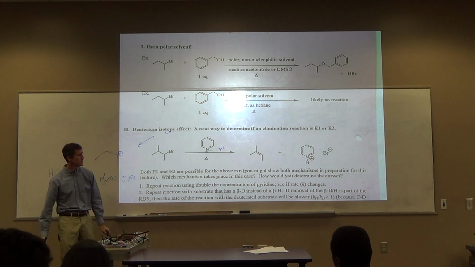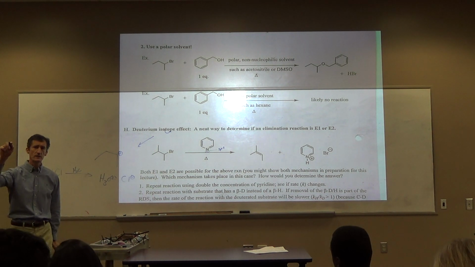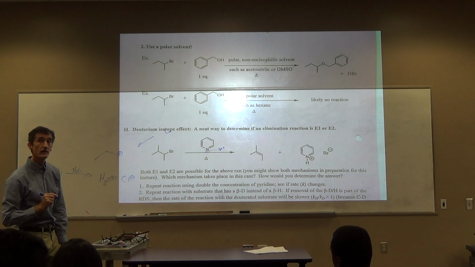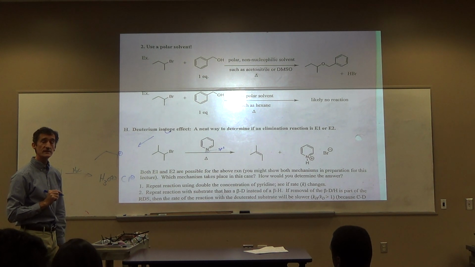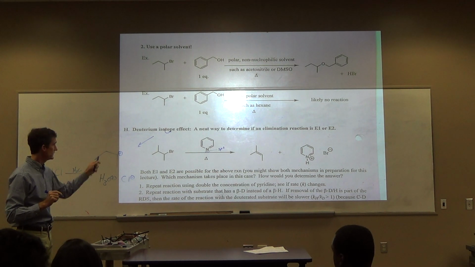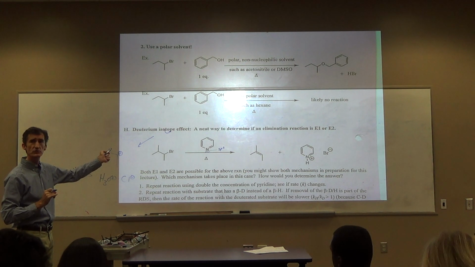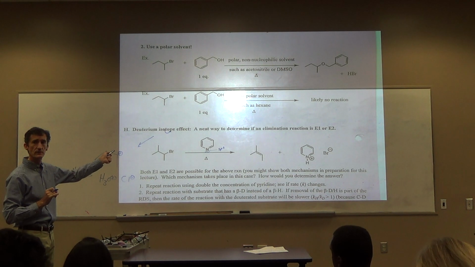What's the mechanism though? Why do you say E1? It's not strong enough. What does E2 require? A strong base. The question is pyridine, that's called pyridine. It's benzene with a nitrogen instead of a carbon. Is pyridine strong enough to do E2? No, it's not an anion or an sp3 carbon or nitrogen.